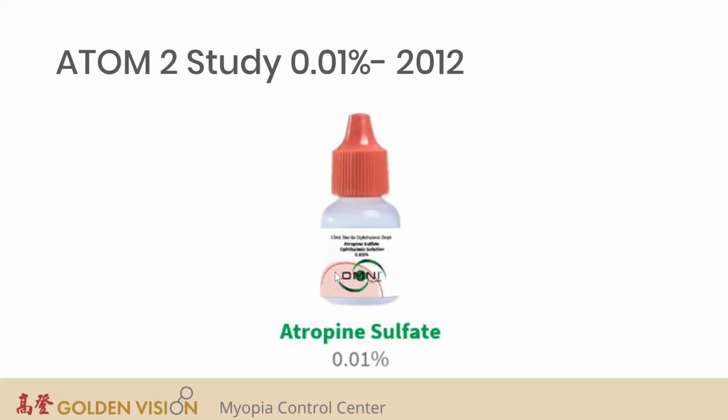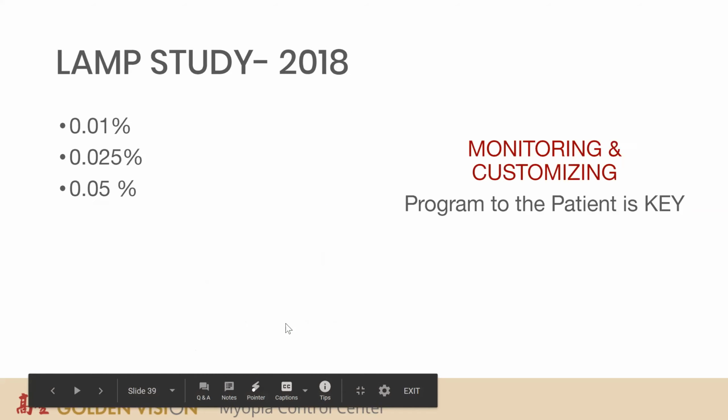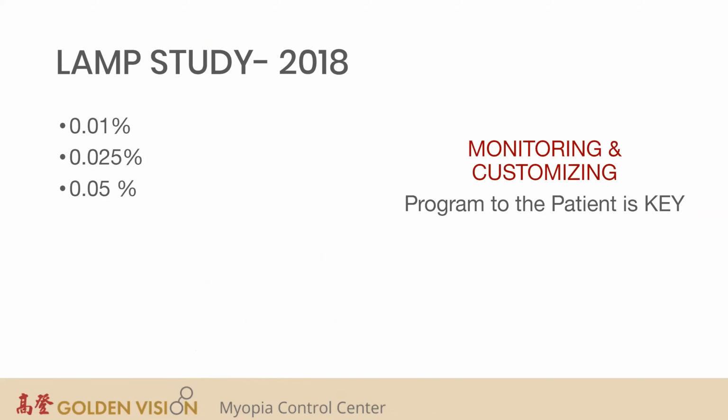The next slide shows the ATOM2 study, which in 2012 showed that at a low concentration of atropine drop, diluted 100 times, it can still be effective in slowing down myopia. Not as effective as 1%, but it still has a very good effect and hardly any side effects. In 2018, another study looked at 0.01%, 0.025%, and 0.05%, and with a slightly higher concentration of atropine, you get better results in slowing down myopia.